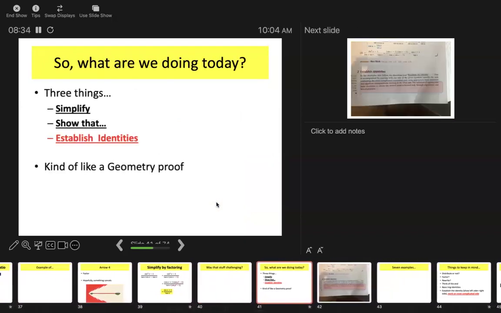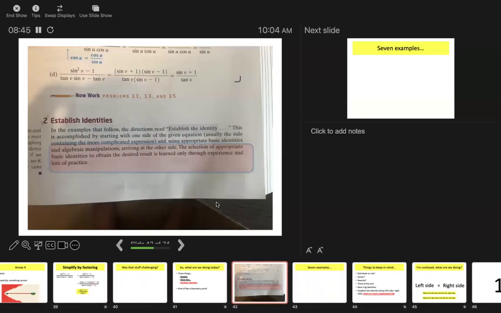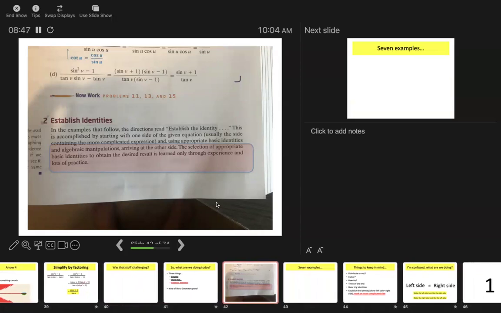Okay. Example 4. So what are we doing today, right? Today we are doing establish identity. It's just 2 words, right? What you need to do is pretty straightforward in the sense of I know what I'm supposed to do. It's the doing it that requires some thought. This is literally in your book. Last sentence says, the selection of appropriate basic identities to obtain your desired results is learned only through experience and lots of practice. They're basically telling you is, well, you're never going to know what to do until you have a lot of experience doing this.